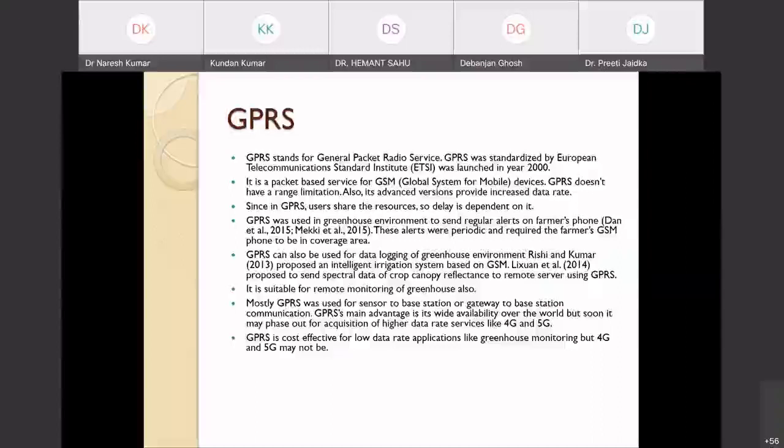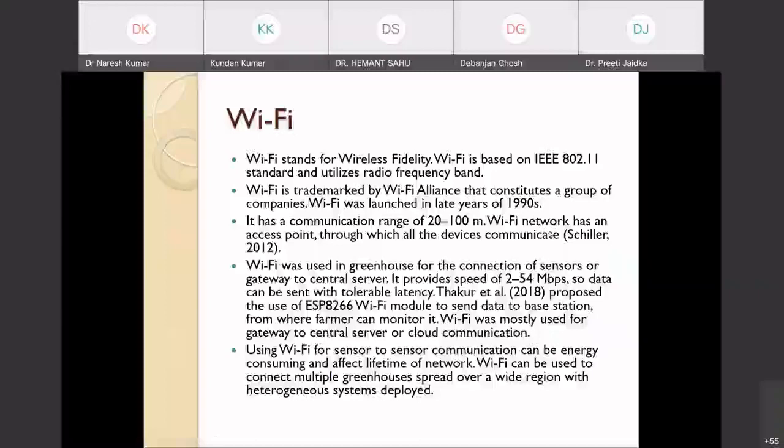So GPRS was standardized by the European Telecommunications Standards Institute, launched in 2000, as a packet-based service for GSM devices. It does not have a range limitation, but it was being used by some researchers to send regular alerts to the farmer's phone. Then Wi-Fi, which stands for wireless fidelity, is based on IEEE 802.11. We're already familiar with it, as it has a communication range of 2200 meters. A Wi-Fi network has an access point through which all the devices communicate.